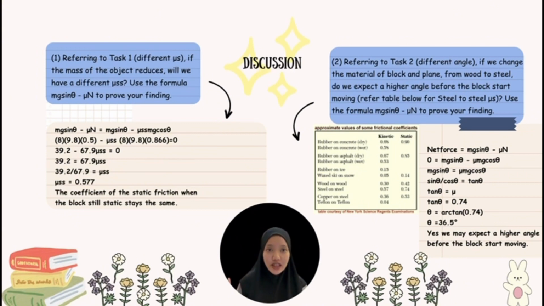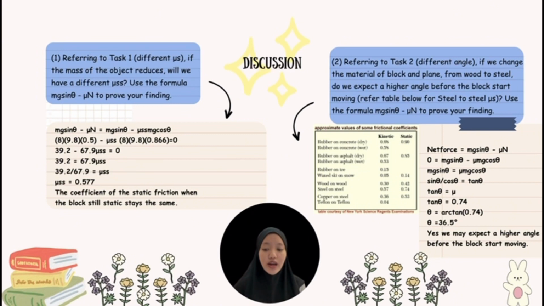Now, let's move to the second question. Referring to task 2, different angle: if we change the material of the block and plane from wood to steel, do we expect a higher angle before the block starts moving? Let's refer to the table given. In the table, we can see that wood on wood is 0.42, but if we change it to steel on steel, it will be 0.74.